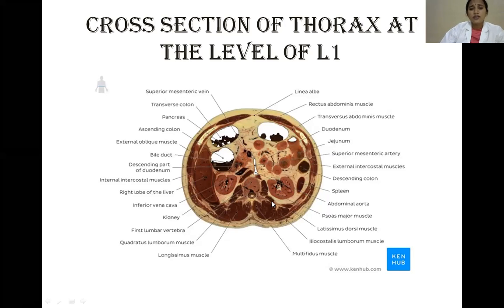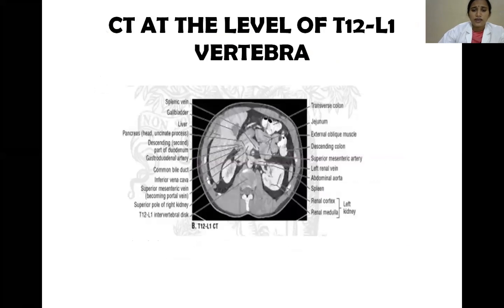So these are structures visible here. Same here. If you observe a CT, the bones will appear white in color. So these are sections of the ribs. This is the spinous process of the L1. This is the body of the L1. And those in the vertebral canal consist of the spinal cord.